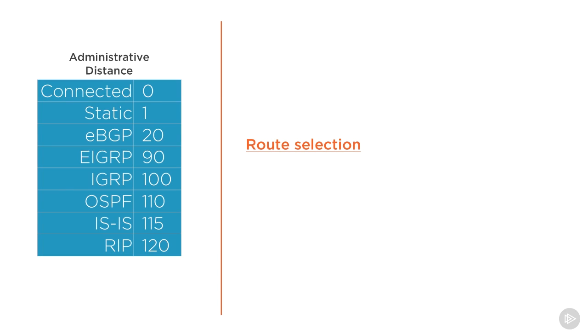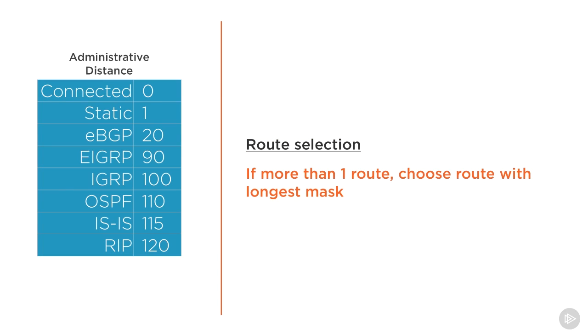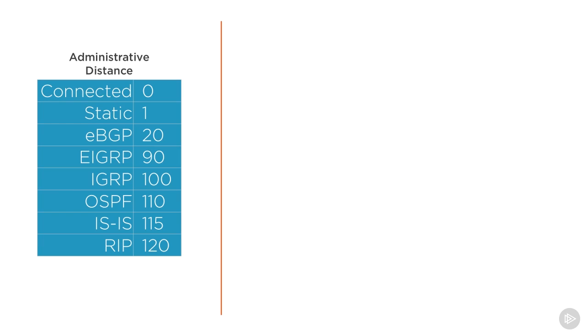When we look at how routers choose which routes to use then, what we're looking at is if more than one route exists with identical administrative distances, we're going to choose the route with the longest mask to forward our packet. So whichever route has the most number of matching bits with the IP address, that is the route we are going to choose.